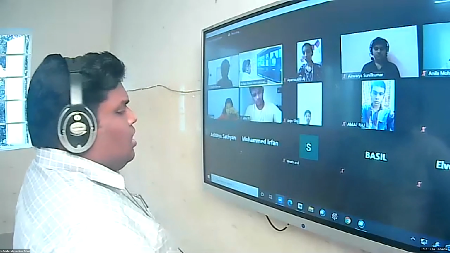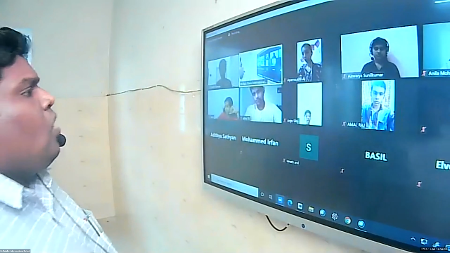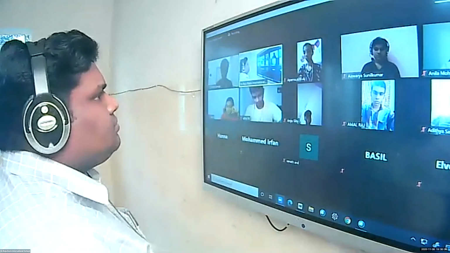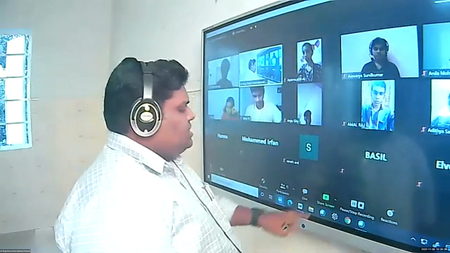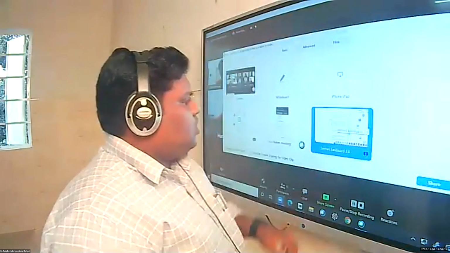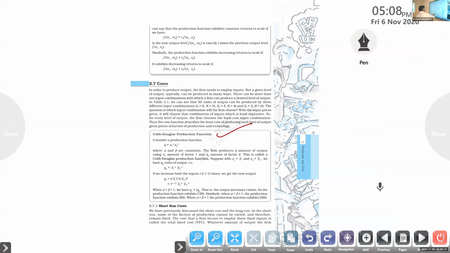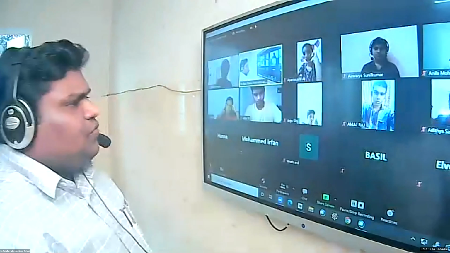In the last session we started the discussion on the Cobb-Douglas production and cost methodology. All right, clear. So that is completed, and today we want to start the discussion on, you can see here, short run costs. The Cobb-Douglas production function we completed in the last class. Now we want to start with the short run cost. So first of all, a question for you people.